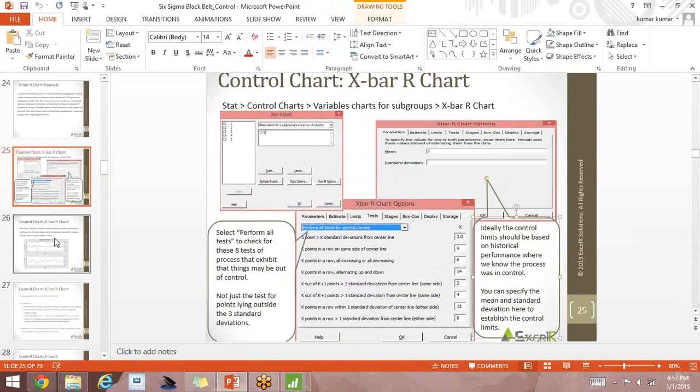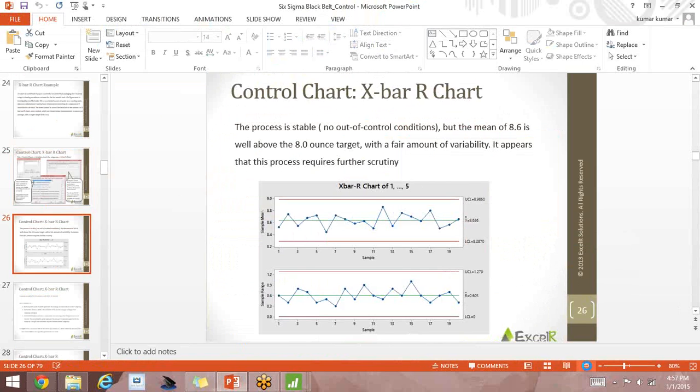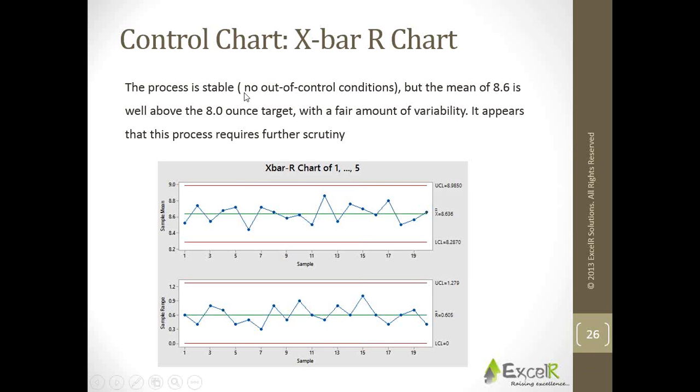All right. So let us see what our analysis has to say. The process is stable, no out of control conditions, but the mean is 8.6, which is well above the 8 ounces target with a fair amount of variability. It appears that this process requires further scrutiny.